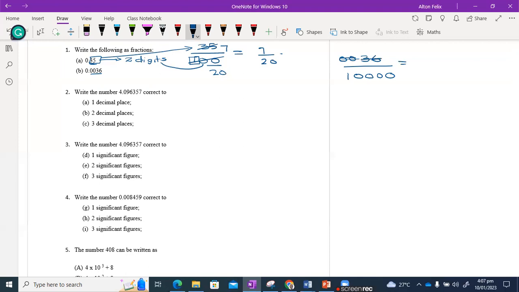4 can go into 36 9 times. 4 can go into 10,000 2,500 times. So this will be 2,500. So the answer will be 9 over 2,500.